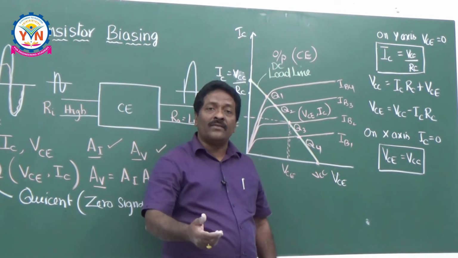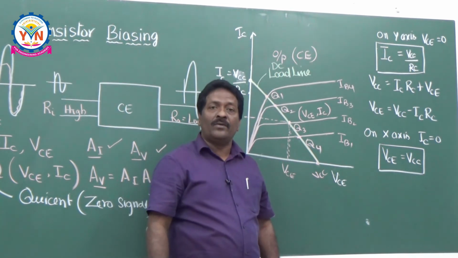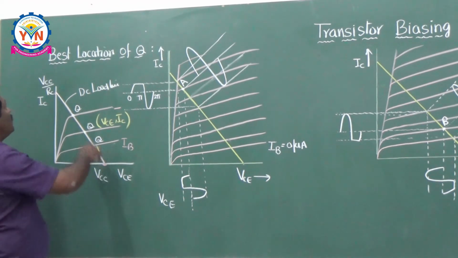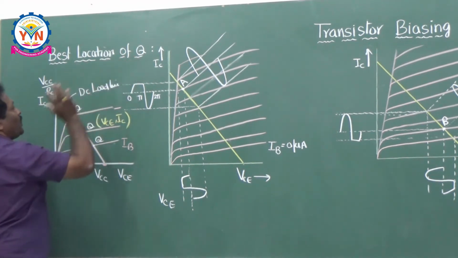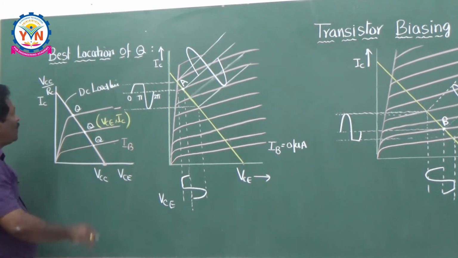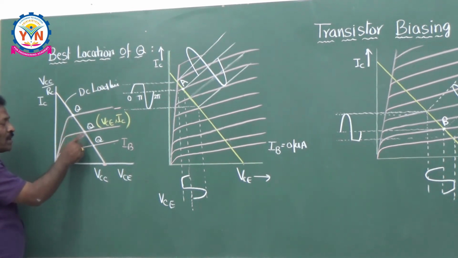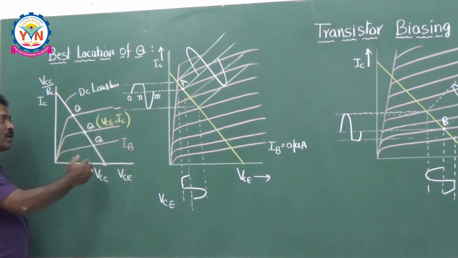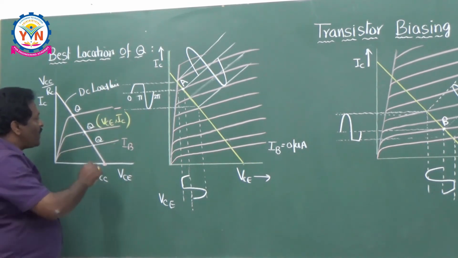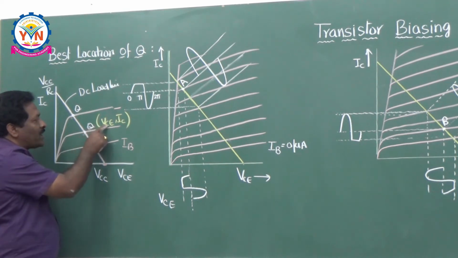Now, let me say what may be the best location of the operating point Q. Just now I told you, operating point Q is the intersection of this load line with the output characteristics. It can intersect at any point, so this is Q, this is also Q, this is also Q. But what is the best location of this operating point, and where should you put it for safety purposes? Now we are going to discuss it in detail. And remember, the operating point has the coordinates VCE and IC.